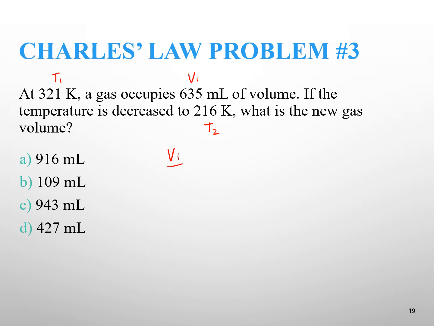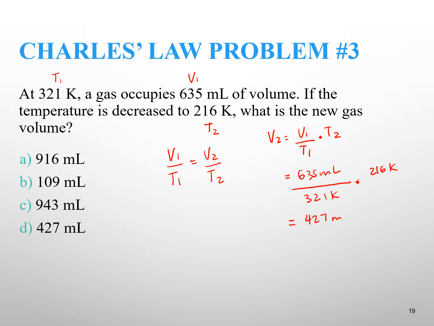So V1 over T1 equals V2 over T2. We are going to look for the new V. So V2 equals V1 over T1, and we have to multiply that by T2. So let's go ahead and solve for it. V1 is 635, T1 is 321 Kelvin, and the new temperature is going to be 216 Kelvin. So when you put all this together here, we will get our answer as 427 mL.